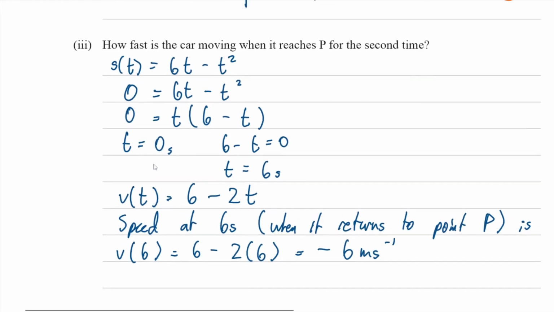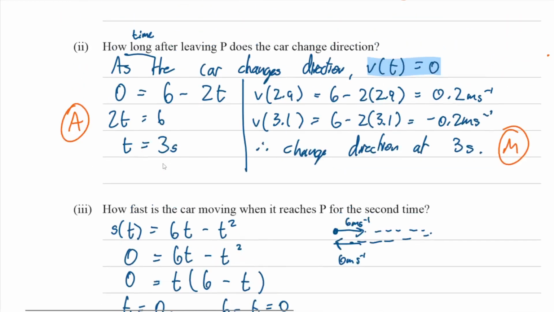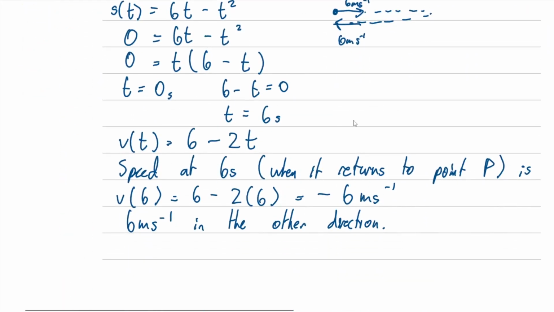So what does that tell us? It tells us when it reaches P for the second time, instead of moving at 6 meters per second to the right, it has gone and it's come back, and it is now moving at 6 meters per second to the left. So 6 meters per second in the other direction. Not necessarily right or left, because I don't think they told us it was moving right. No, yeah. So 6 meters per second in the other direction than how it started.